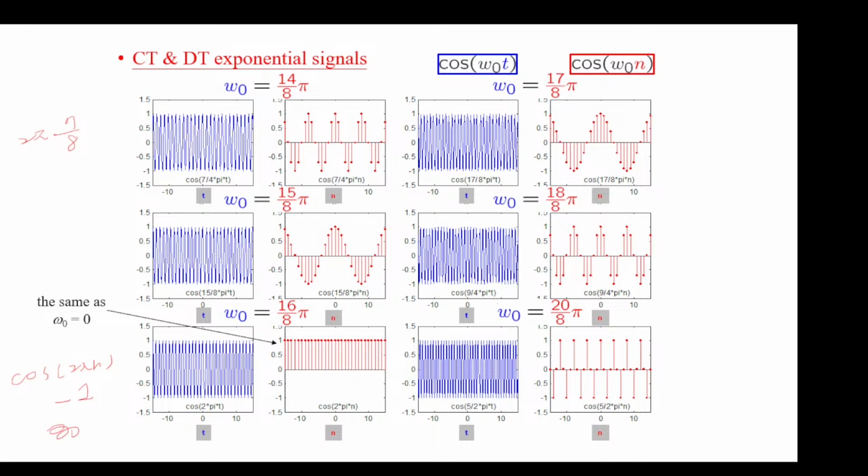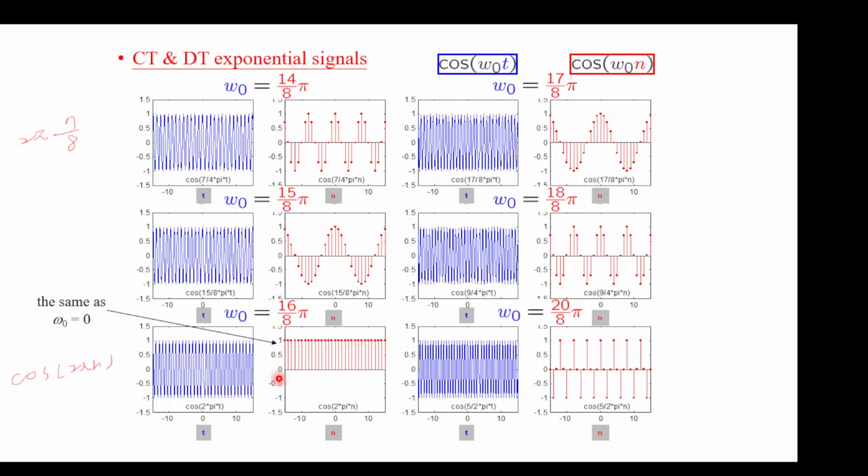Anyway, you know cosine 2 pi n equals 1. And you see that with this omega naught equal to 16 pi over 8, even though the continuous signal is a really fast oscillation, because you always sample on the peak value, your discrete signal actually becomes a straight line. It is a constant function again.